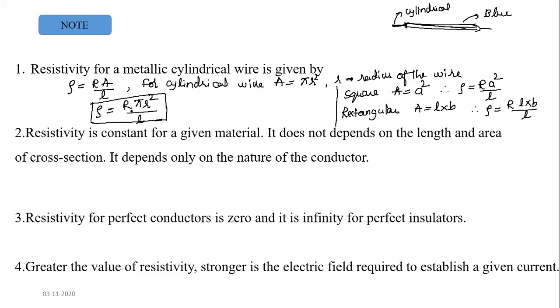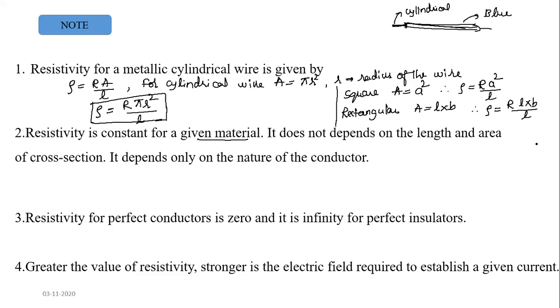It is given by rho is equal to R into pi r square divided by L, where r is the radius of this wire. So the second one: resistivity is a constant for a given material. This is very important.